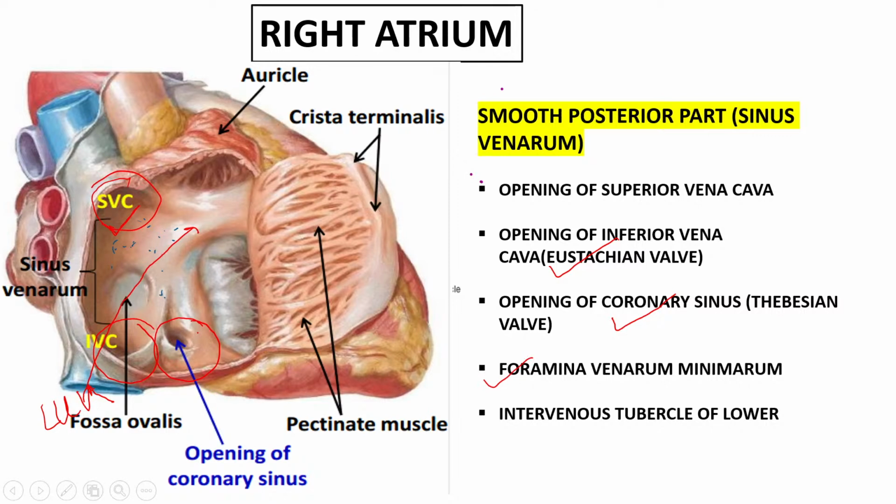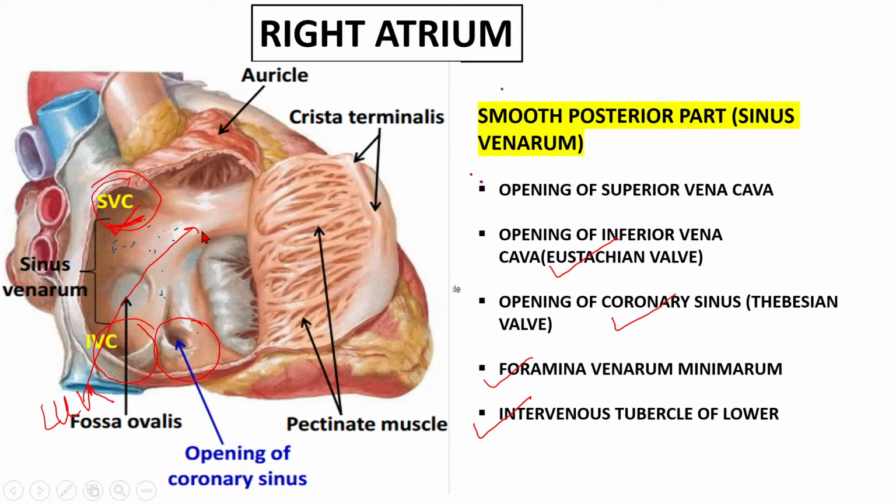Now, in addition to these four features, the fifth important feature in the posterior smooth part is the presence of the intervenous tubercle. This intervenous tubercle of Lower is present just below the opening of the superior vena cava. Now, this intervenous tubercle is rudimentary in human beings, but it is said to be functional in fetal life, where it directs the deoxygenated blood from the superior vena cava into the right ventricle.